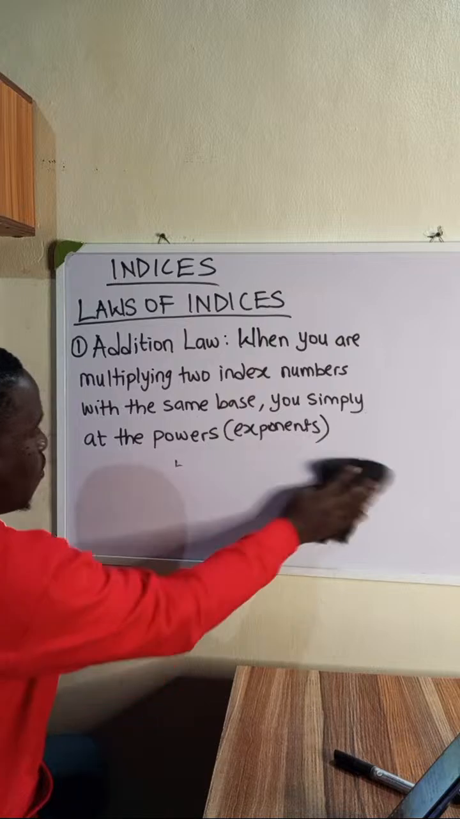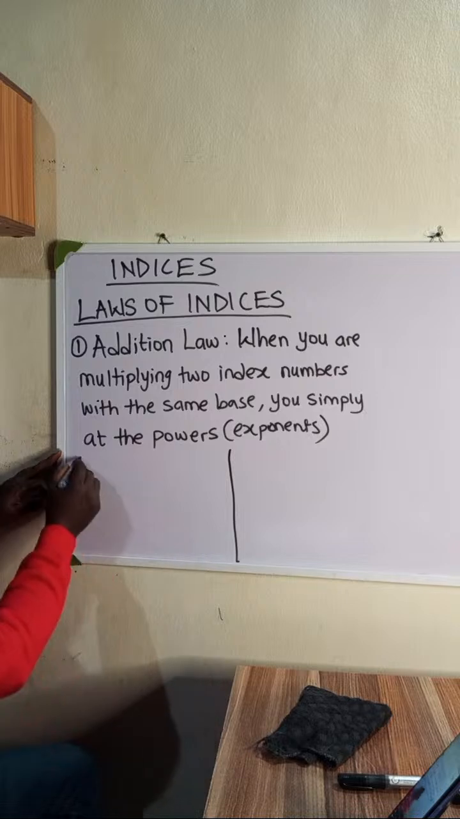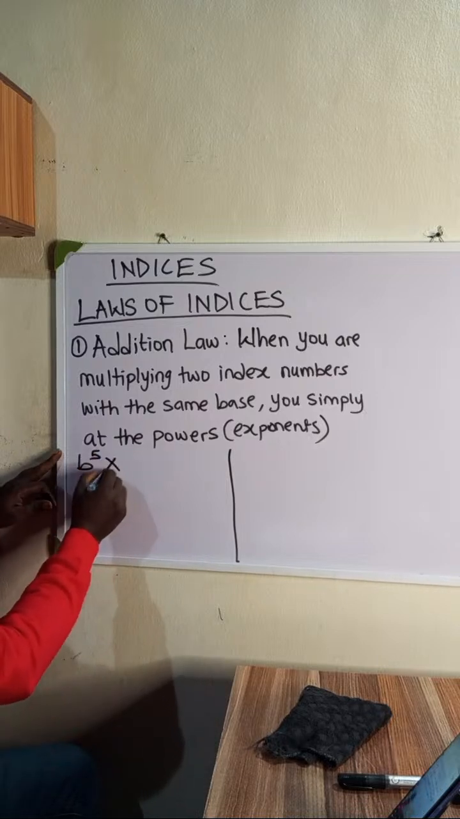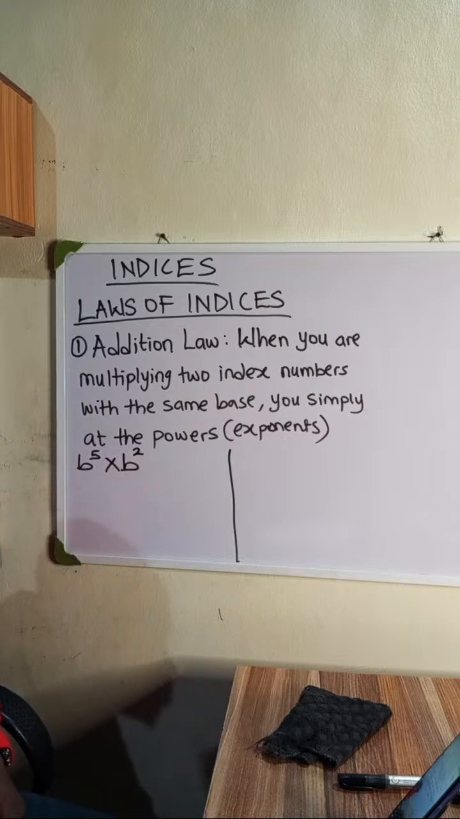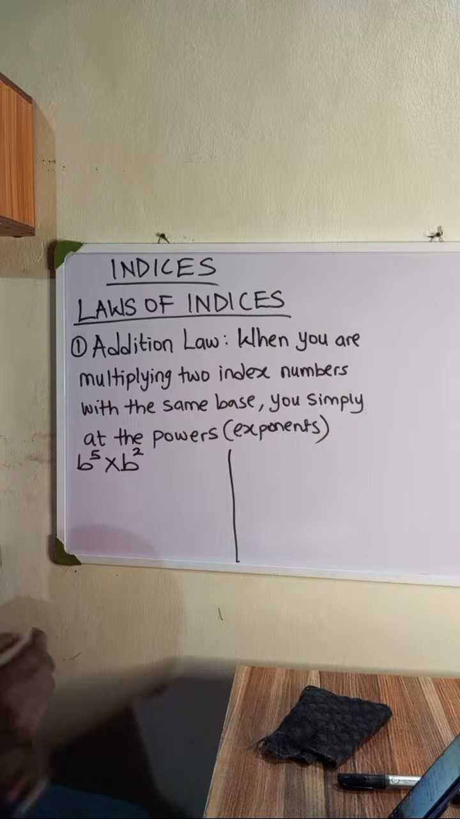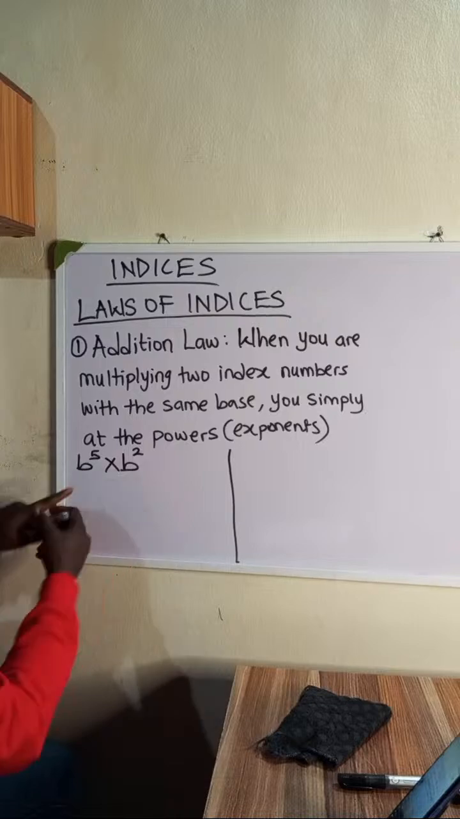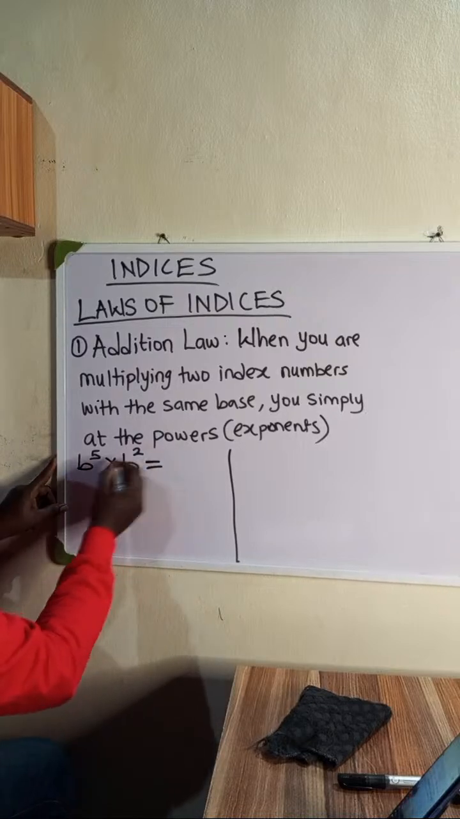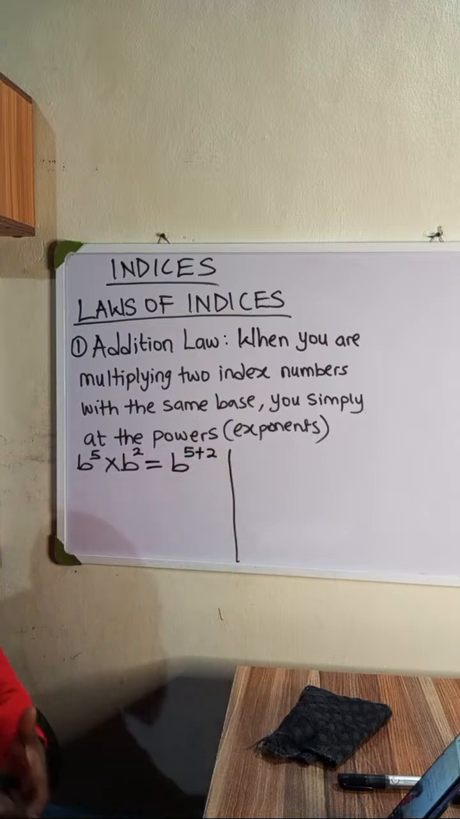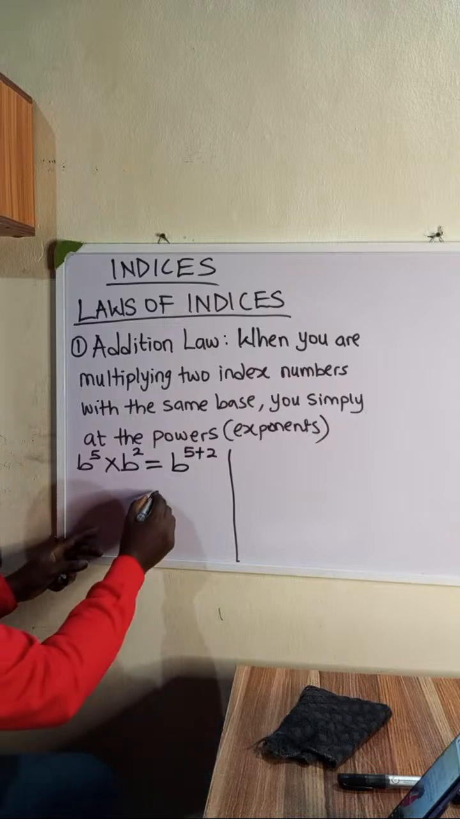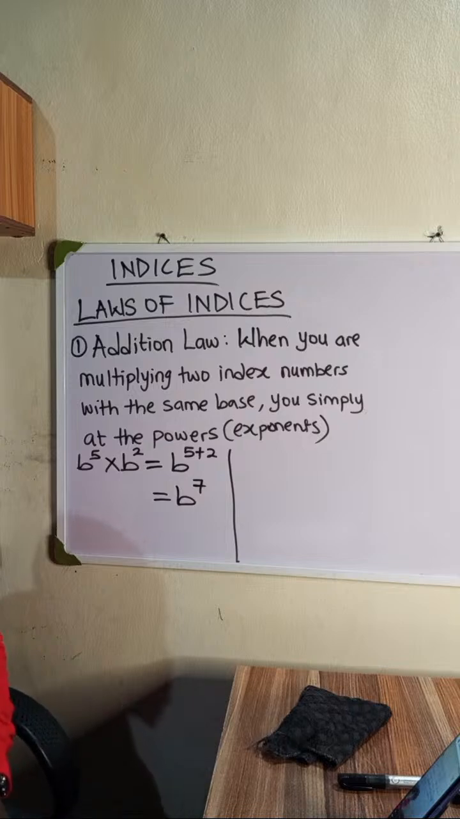So let's see why this is correct. Let's say I have b to the power of 5 multiplied by b to the power of 2. Applying this law of addition, we observe that the bases are the same. Therefore, we need to add the exponents. So b to the power of 5 plus 2 is going to give us b to the power of 7. Correct?